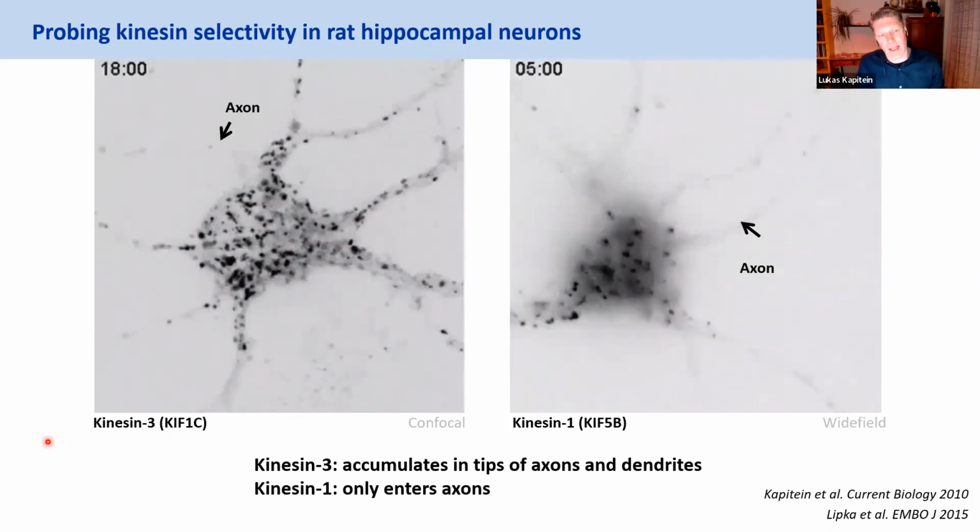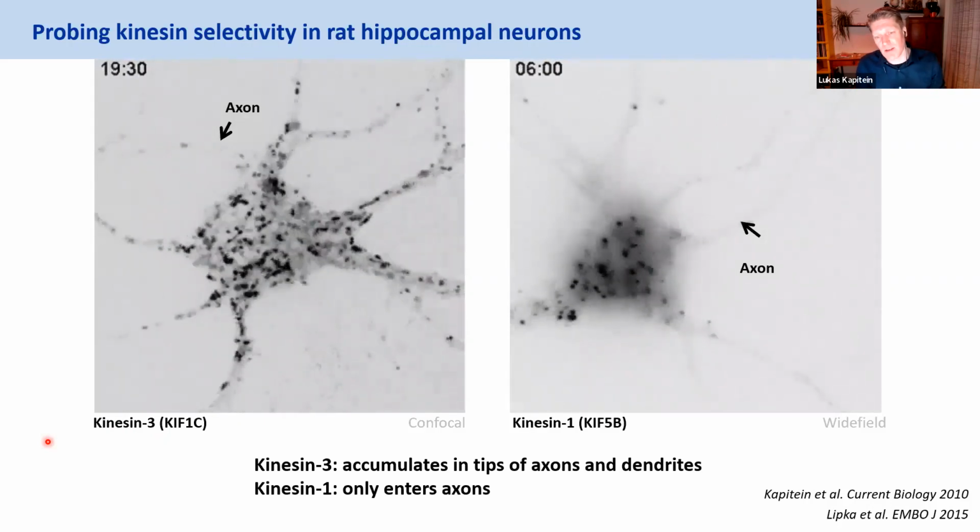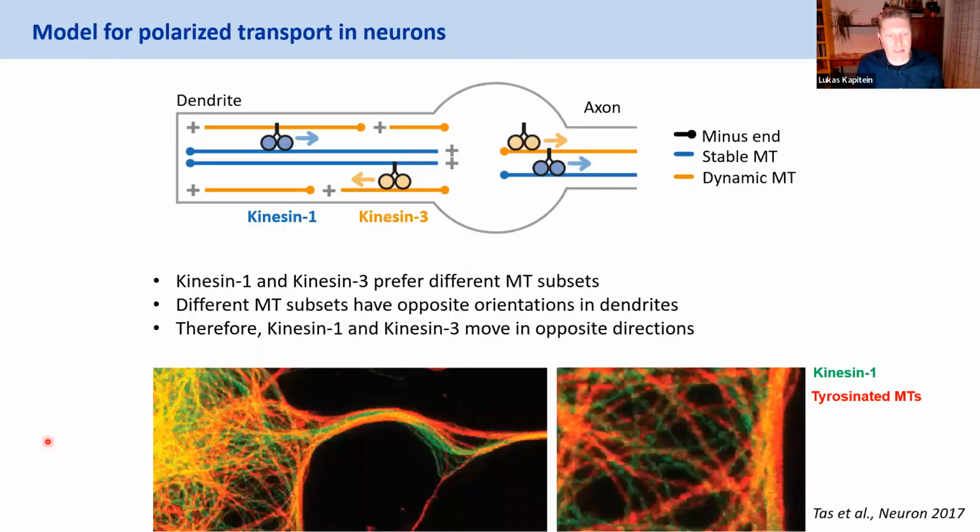And the underlying assumption that we had, or the hypothesis, was: is this encoded in the organization of the microtubule cytoskeleton? So I'll just give you the model that we came up with and then show you the evidence that supports this model. A key ingredient of this model is that microtubules are not all the same in neurons. It's well known, and I'll come back to it later on, that microtubules can be either dynamic, so they grow and shrink, or they can be more stabilized.